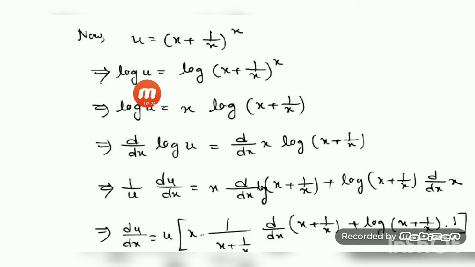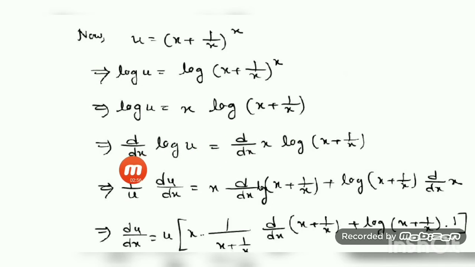That is, log u = log (x + 1/x)^x. Here, because the power is a variable, we can simplify: the logarithm of something to a power can be written as a product. So it becomes x times log(x + 1/x). Now you see, this is a function of x and this is also a function of x. That means when I take the derivative, we can use the u into v rule.